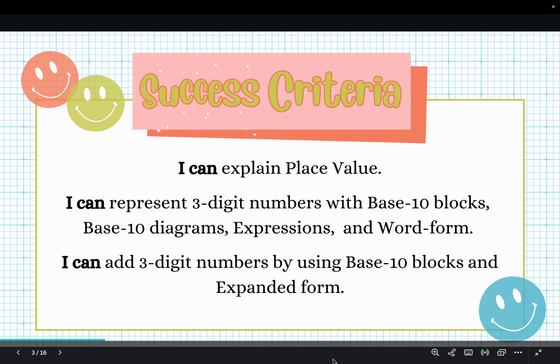This is our success criteria. Let's read it together. I can explain place value. I can represent 3-digit numbers with base 10 blocks, base 10 diagrams, expressions, and word form. I can add 3-digit numbers by using base 10 blocks and expanded form.